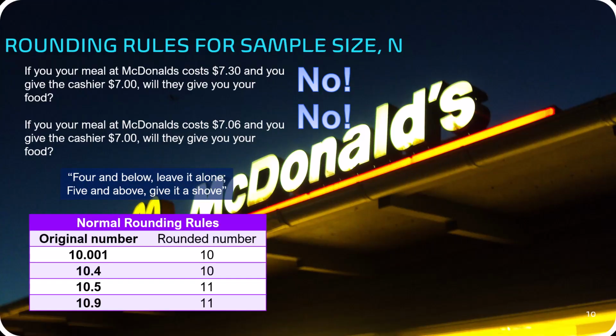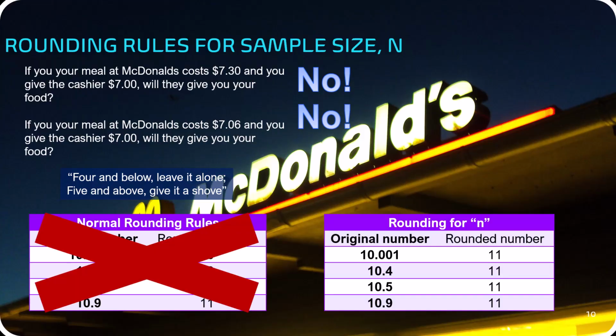Okay, so our normal rounding rules, which is 4 and below, leave it alone, 5 and above, give it a shove, as you can see here, don't really apply to, for example, McDonald's and paying for your food, right? They also don't apply to finding n, finding our sample size. So in other words, if we have anything at all besides 0 after our decimal point, we must round up. Because like the money example, we don't have enough. If n has to be 10.4, then guess what? We can't survey 10.4 people. It has to be a whole number, right? We can either survey 10 people or we can survey 11 people. We can take 10 widgets off the assembly line or we can take 11 widgets. We can't take half of a widget off the assembly line.